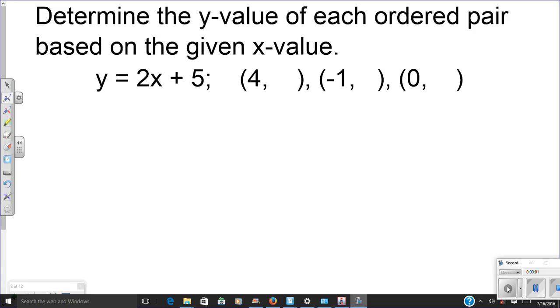International Math 1 students, this is International Math 1, Module 1.1, homework help. And the instructions are to determine the y value of each ordered pair based on the given x value.